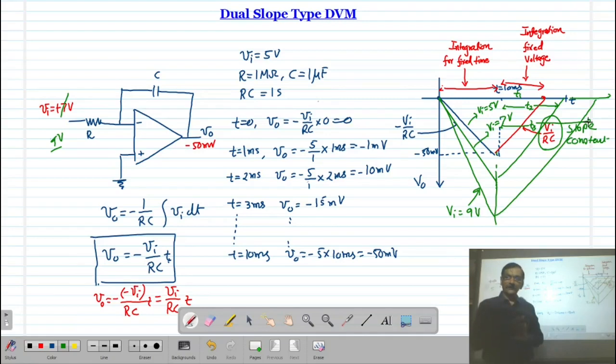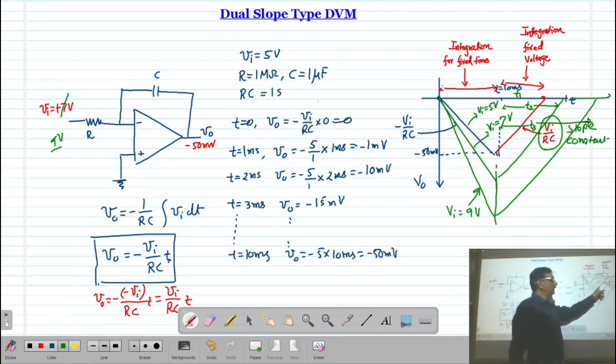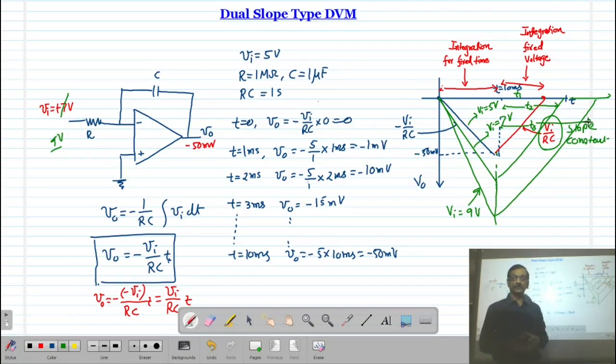So here now what we are going to do? First of all we will integrate whatever my input voltage is there for a fixed time period. And then it will integrate again for a reference voltage. So you will get this different time period. And for this different time period, my gate circuit will be open and closed.